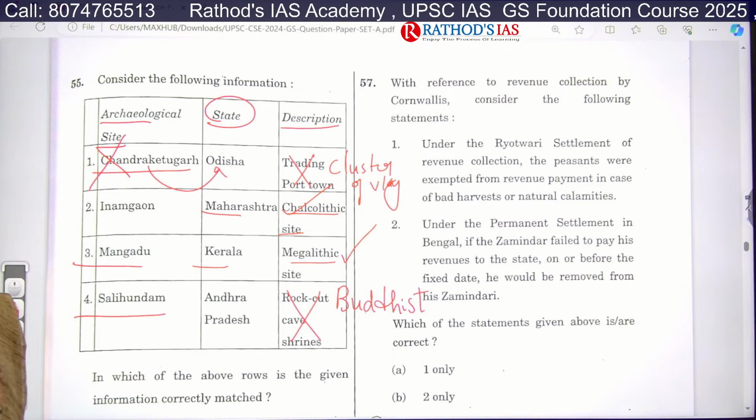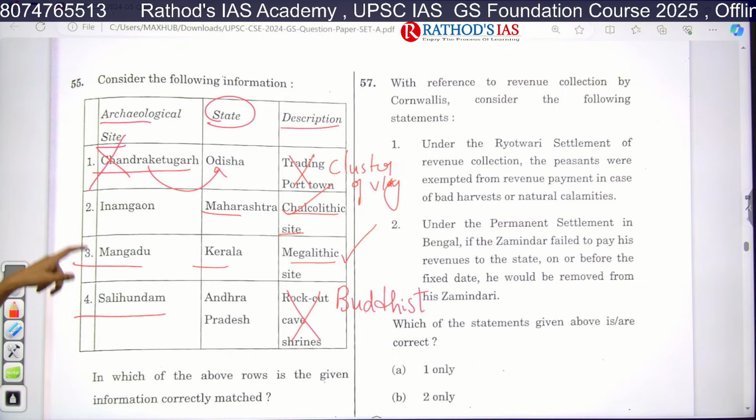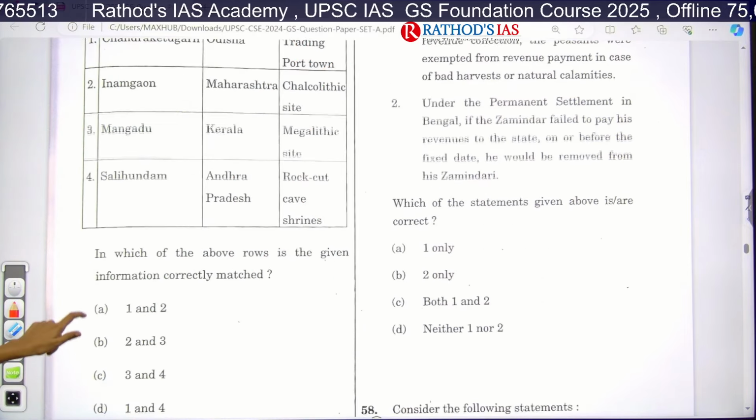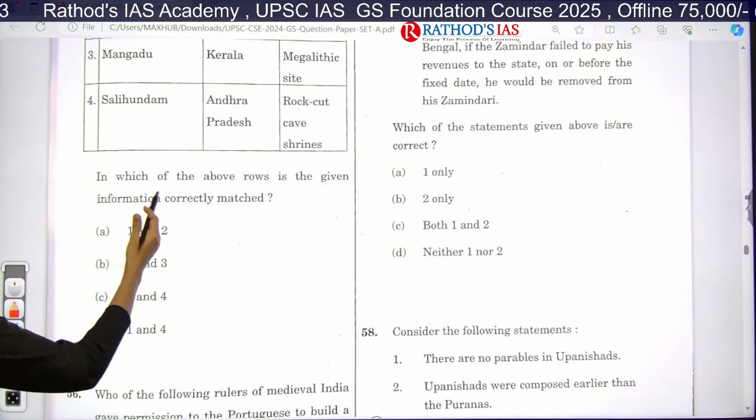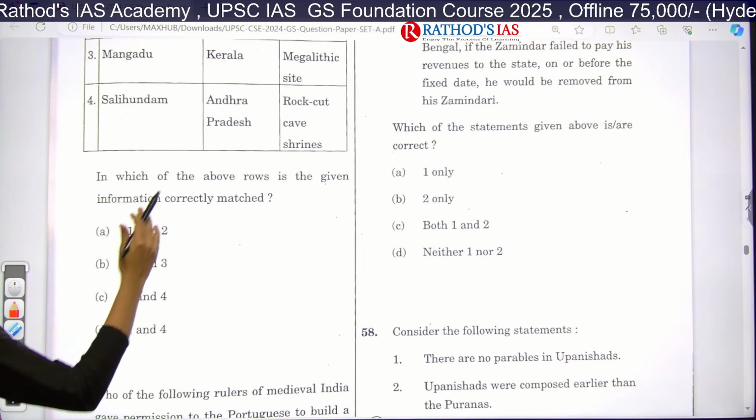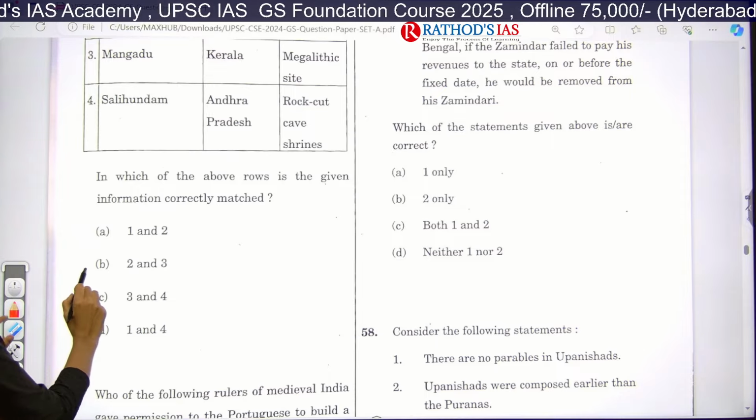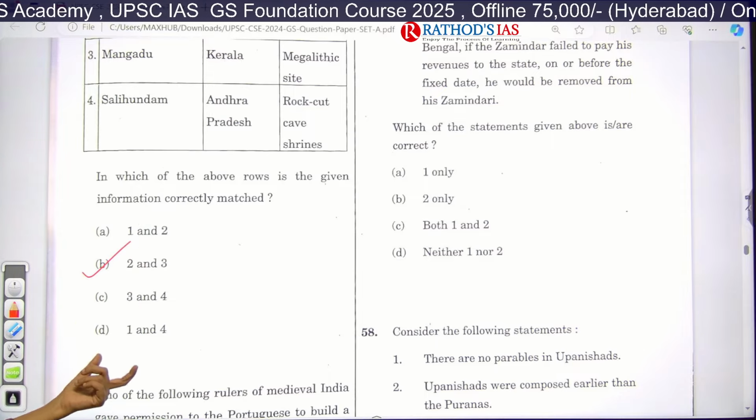So how many pairs are correct? Only 2, which are they? 2 and 3. And now let us go to the options part, in which of the above rows is the information correctly matched, that is 2 and 3. So option B is the correct answer for this question.